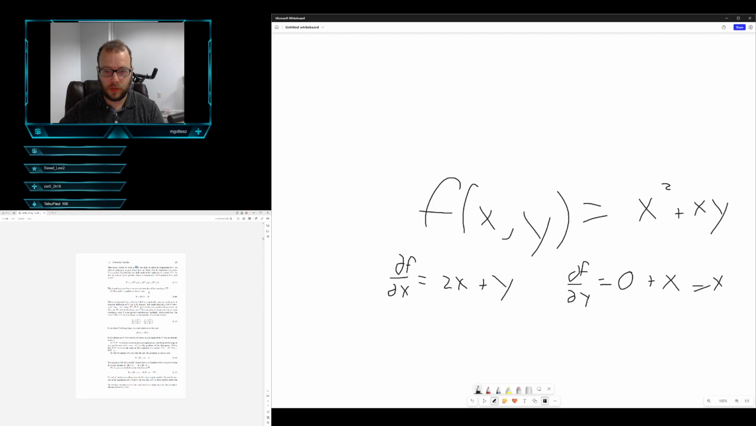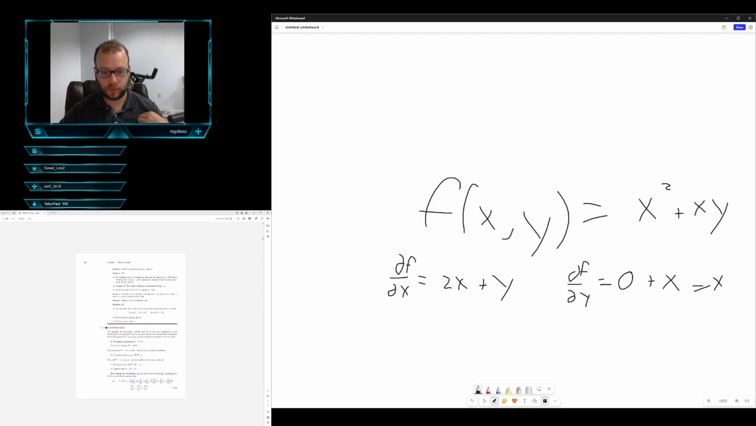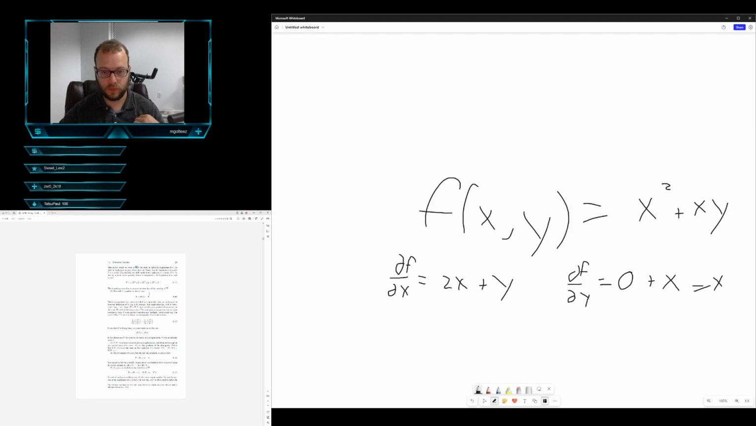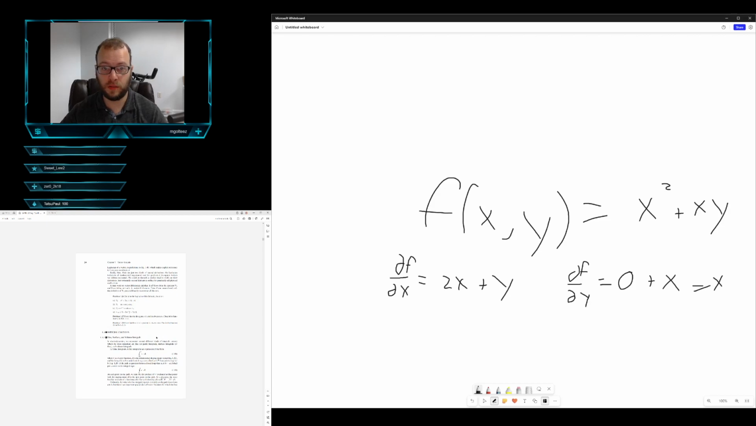So the curl of a gradient is always 0. The divergence of a curl is always 0. And then we have del cross del cross v is equal to the gradient of the divergence minus the Laplacian of v. This is all straightforward.